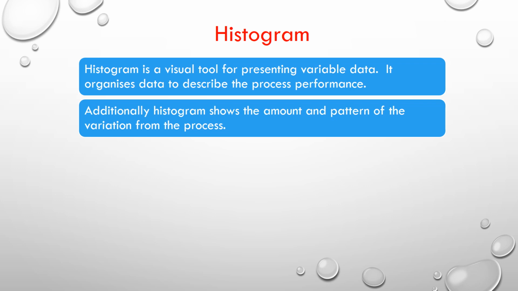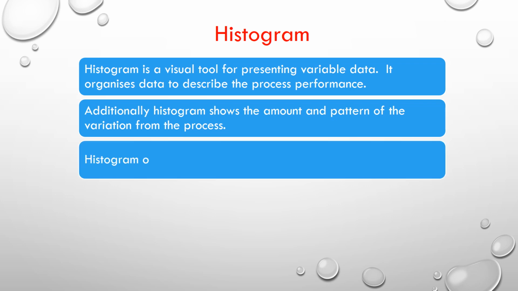Histogram offers a snapshot in time of the process performance. A histogram offers a snapshot in time, summarizing the current state of the process performance. This visual representation allows quick and efficient analysis of the data, aiding in decision-making and problem-solving.